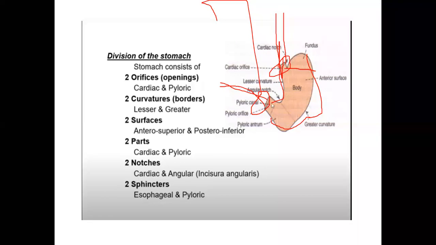It has two orifices. The one situated above is called the cardiac orifice, and the one situated below is called the pyloric orifice. And it has two sphincters: at the cardiac orifice it is the esophageal sphincter, and at the pyloric orifice it is the pyloric sphincter. It has two surfaces.